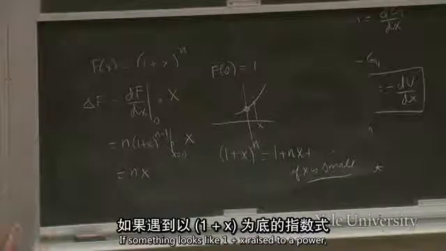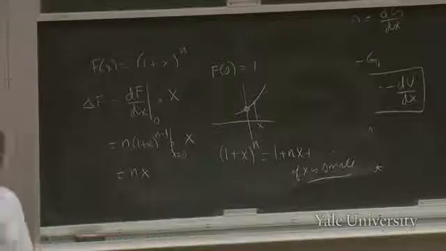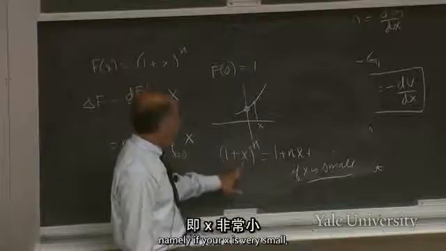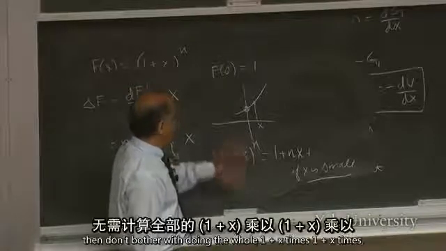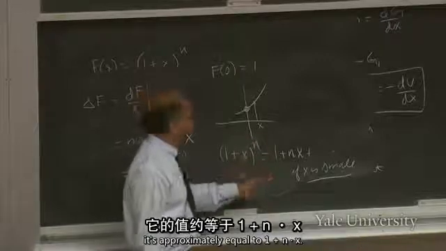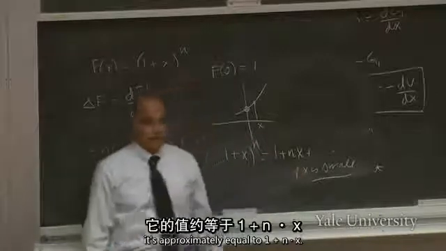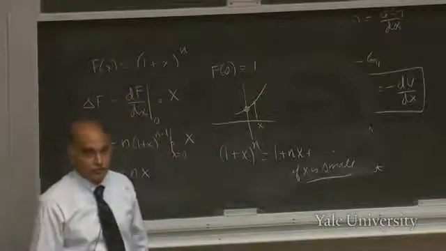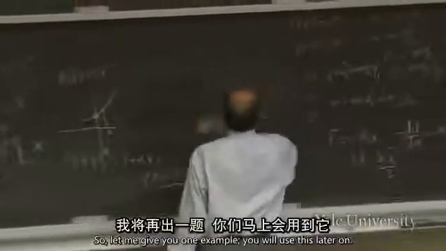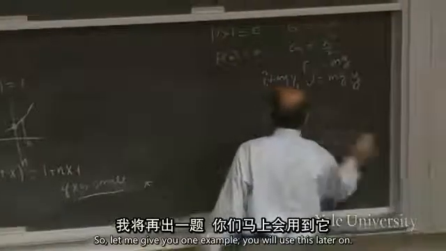That is a very useful result. If something looks like 1 plus x raised to a power, and if you're not going too far from the point 1, namely if your x is very small, then don't bother with doing the whole 1 plus x times 1 plus x n times. It's approximately equal to 1 plus nx. So let me give you one example. You will use this later on.